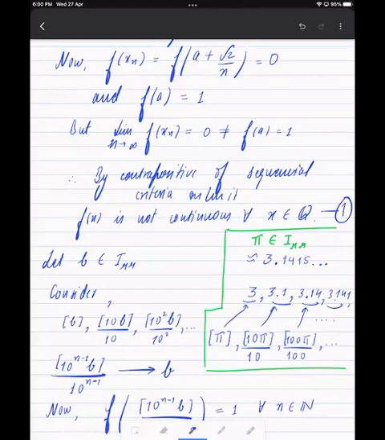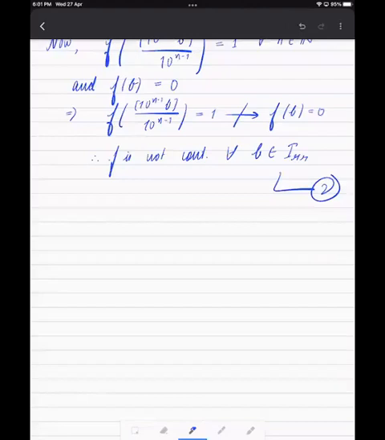So this was the basic idea on how you can use the sequential criteria to not prove the continuity. Let's have one more example here.